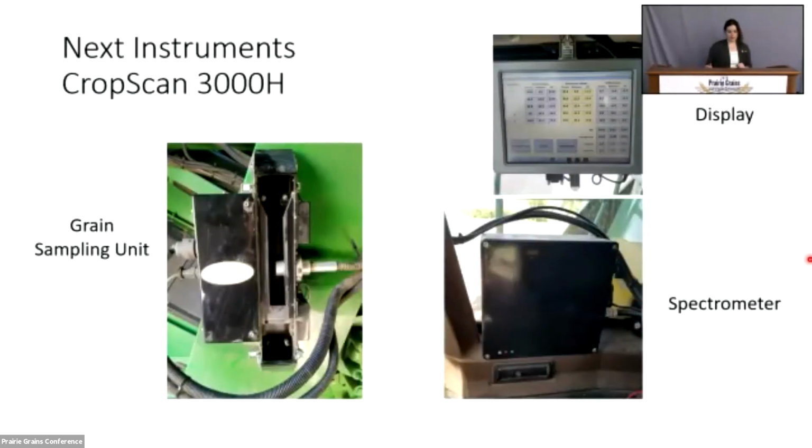And so this is what the setup actually looks like mounted on one of the combines that we're using. You can see there, that's the sampling unit without the cover on the left. And then there's that spectrometer box that's on the floor in the combine with the monitor display above it in the cab.